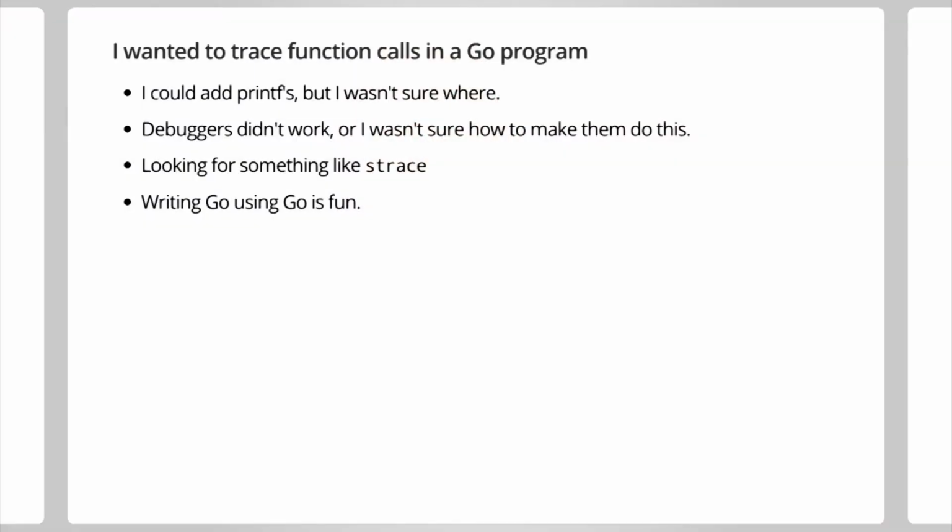I could go in and add some printfs to the code to see what was going on, but I wasn't quite sure where. I wanted to add them everywhere, basically. Debuggers didn't work. Delve maybe could do something like this sometime. The new tracing framework probably can be twisted into doing this at some point, but I didn't see a good way to do it. So I wanted something like strace, and heck, writing Go using Go is fun. So where do you start?